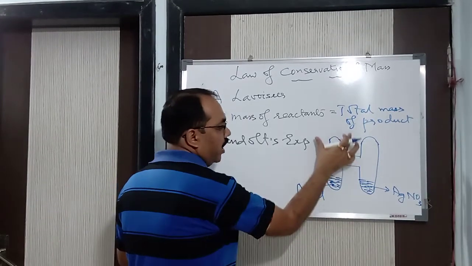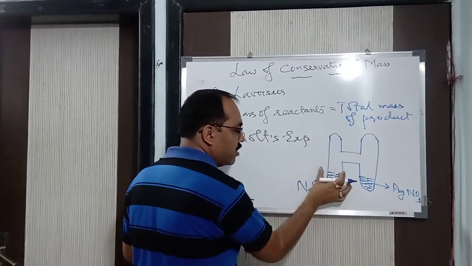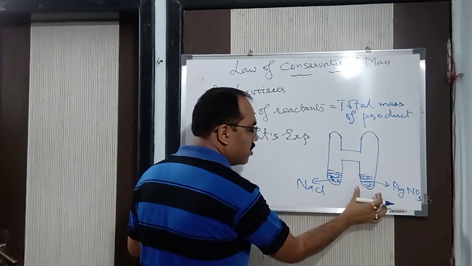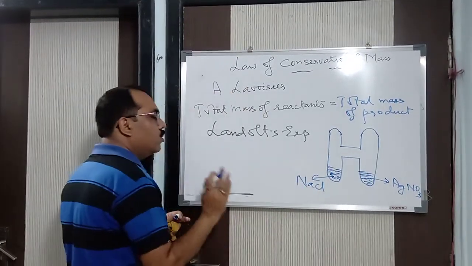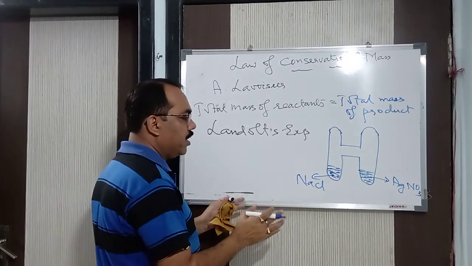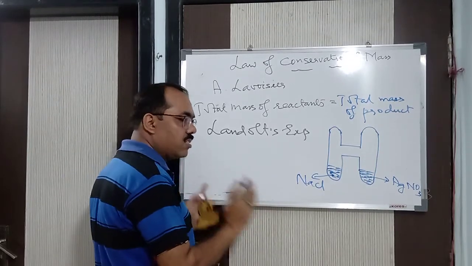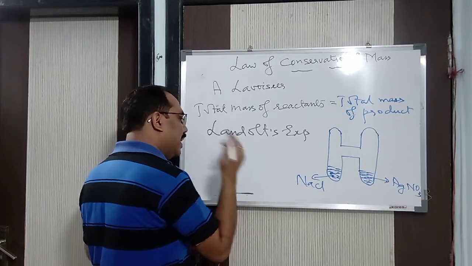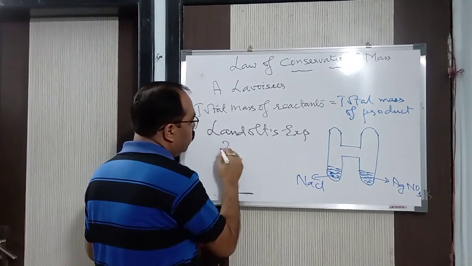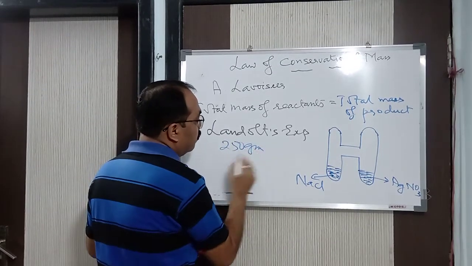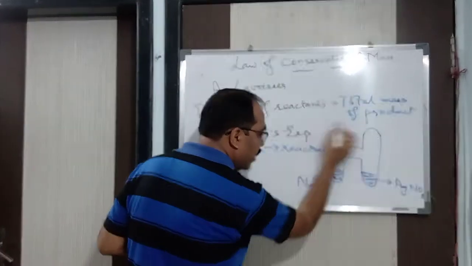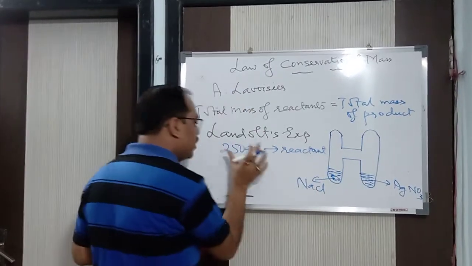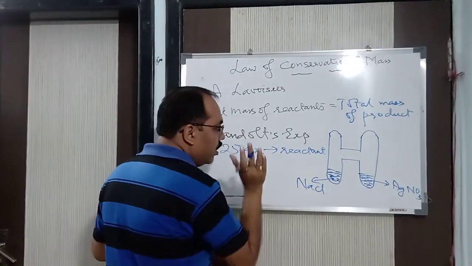So we have taken a Landolt's tube, or an H tube, and in this limb I have taken sodium chloride and in this limb silver nitrate. Without disturbing it, you take this apparatus and weigh it. Let us say this weight comes to be 250 gram. That is the weight of the reactant along with the glass H tube. You got the weight before the reaction.